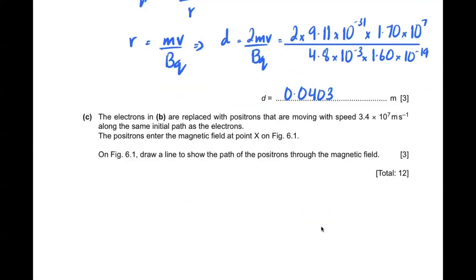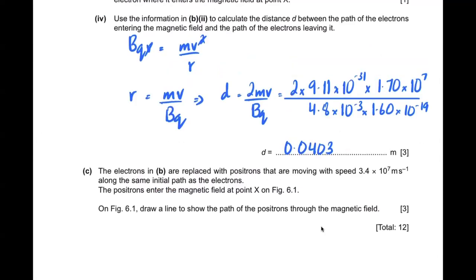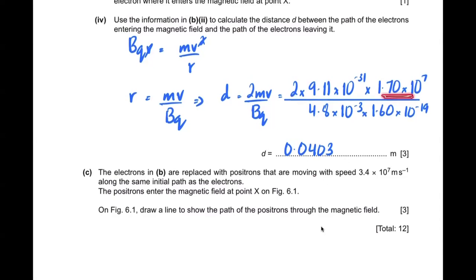All right. Electrons in B are now replaced with positrons that are moving with speed 3.4 times 10 to the 7. So the speed has basically doubled, right? Speed has doubled. Along the same initial path as the electrons, positrons enter the magnetic field at point X. Draw a line to show the path of the positron. So I can see that if V doubles, then the radius of curvature would also double, right? And if the electrons were moving downwards, then the positrons will move the other way around.